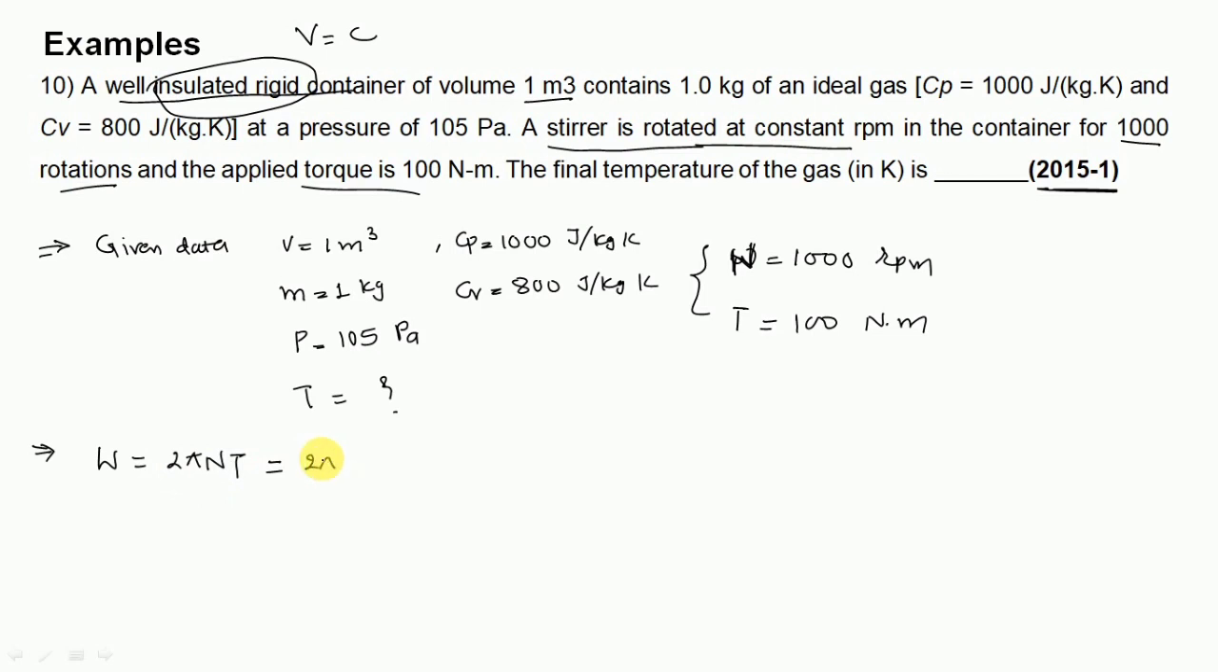2 pi, RPM is given as 1000, and torque is given as 100. So by solving this, we get the value of the stirrer work, and its value is 628.